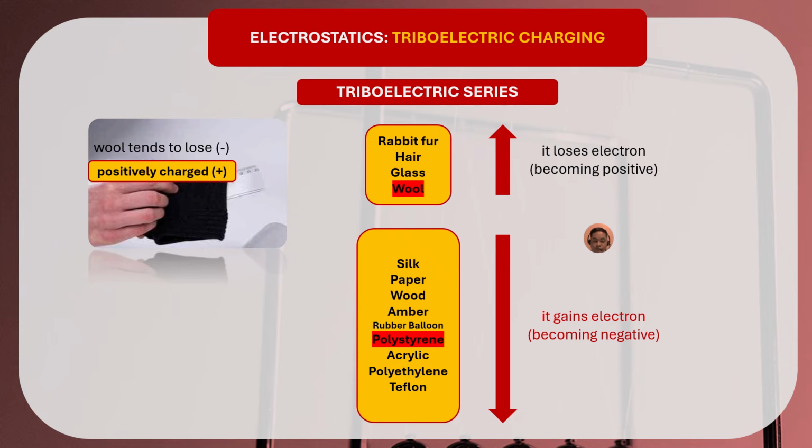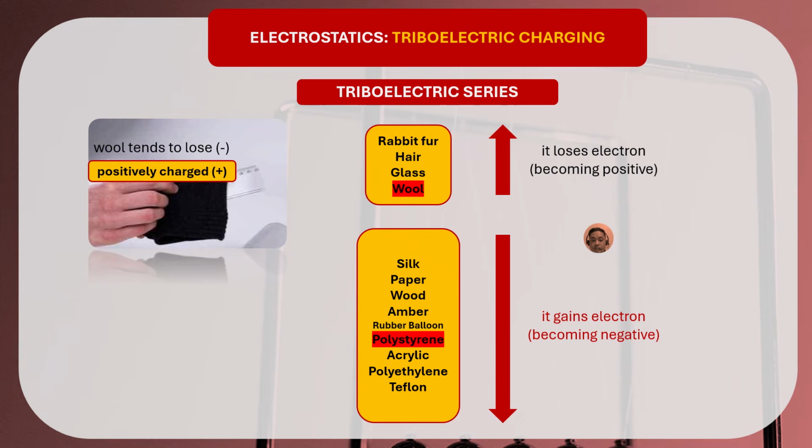Why? Because, always remember, it begins with two neutral materials. So from neutral, with the same number of protons and electrons, and then due to rubbing, the wool tends to lose electrons. So the electrons are now decreased, and the protons remain the same. At first they have the same number of protons and electrons, but after rubbing, it loses electrons. Then the wool becomes positively charged.